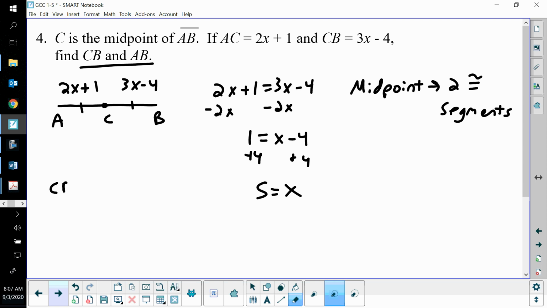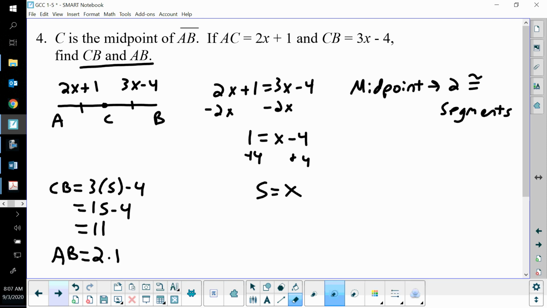So CB is 3 times 5 minus 4, or in other words, 15 minus 4. So CB is 11. Well, AB, the whole thing should just be double that, because they're each the same. So 2 times 11, so that should equal 22.